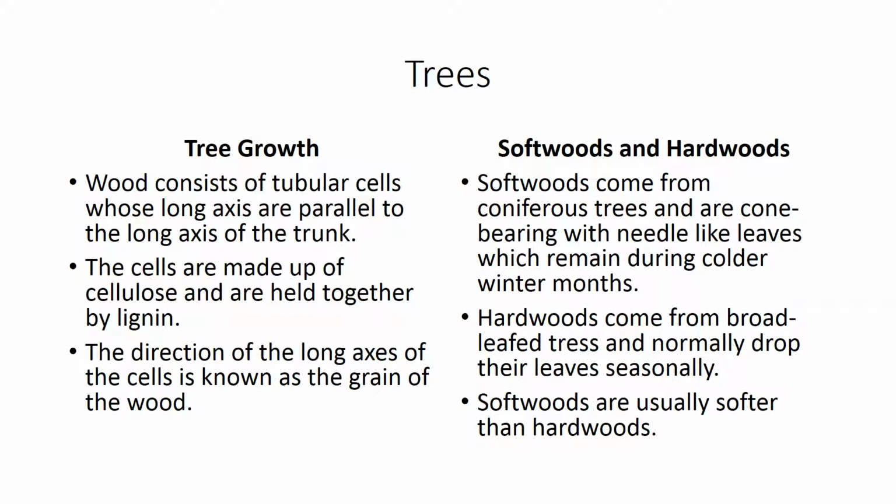Softwoods come from coniferous trees and are cone-bearing with needle-like leaves which remain during colder winter months. Hardwoods come from broadleaf trees and normally drop their leaves seasonally. Softwoods are usually softer than hardwoods.